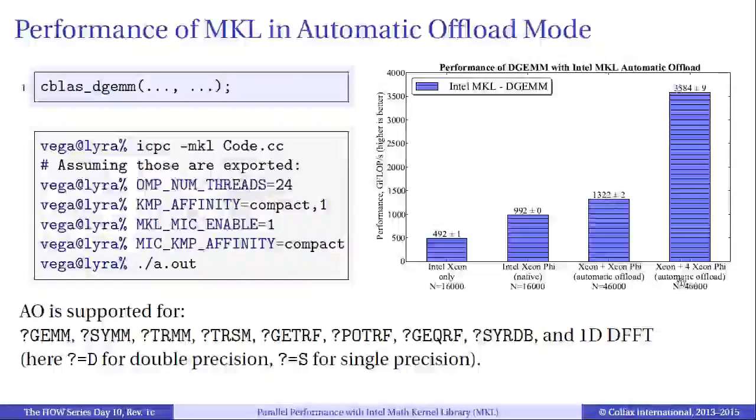This is even more interesting. This last bar is symmetric heterogeneous execution on a system with a Xeon and 4 Xeon Phi coprocessors. Again, in the automatic offload model, I achieved something like 80% efficiency. So if I compare this number to 4 times this number plus that, I get something like 80% efficiency. But again, what did I have to do in code to scale it across 4 Xeon Phi coprocessors and a Xeon? The answer is nothing. MKL did this for me.